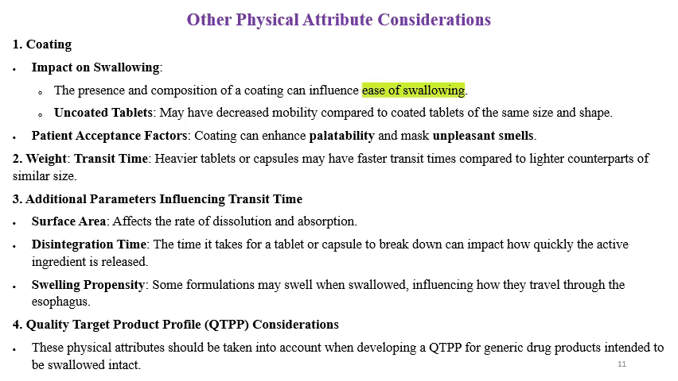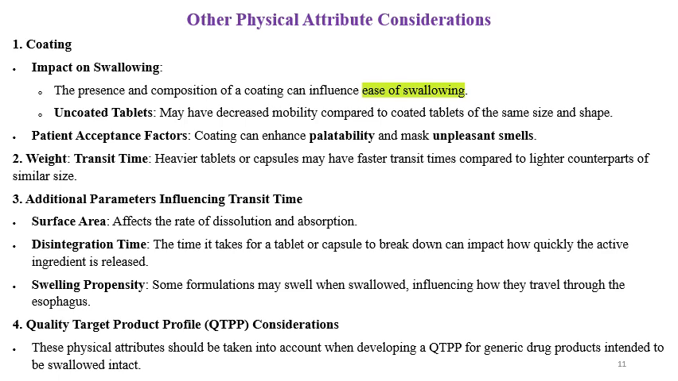Weight and transit time. Heavier tablets or capsules may have faster transit time compared to the lighter counterparts of the similar size. So this is the weight as a physical attribute. Additional parameters which are influencing the transit time are surface area, disintegration time and swelling propensity. So surface area is also included as an additional parameter or physical attribute.